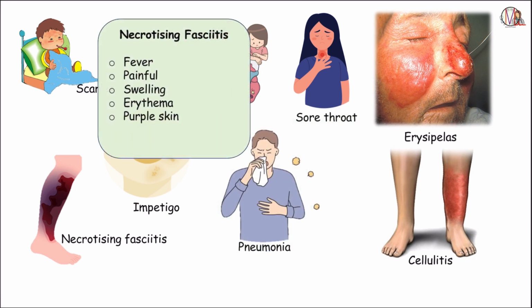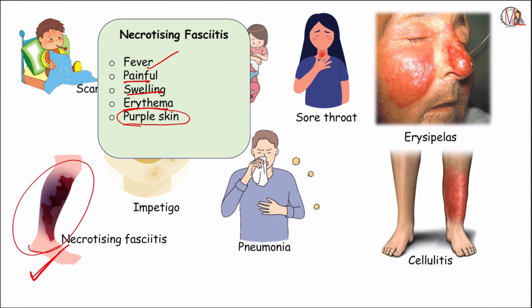Necrotizing fasciitis, often termed flesh eating bacteria, is an urgent soft tissue infection caused by Streptococcus pyogenes. This condition involves rapid degradation of fascia, subcutaneous tissue, and muscle due to toxins released by the bacteria. Symptoms include high fever, intense pain, swelling, redness, and rapidly expanding tissue necrosis, sometimes leading to purple colored skin. Early detection and aggressive treatment are crucial in managing this life threatening condition.